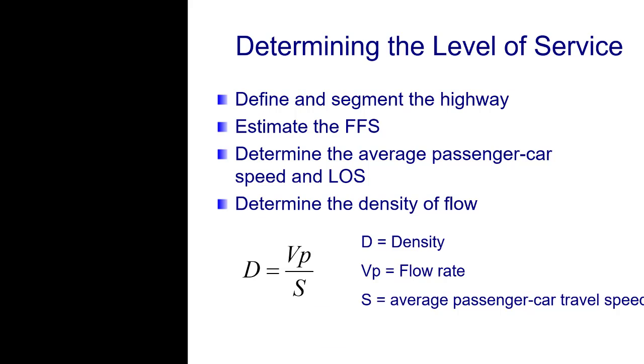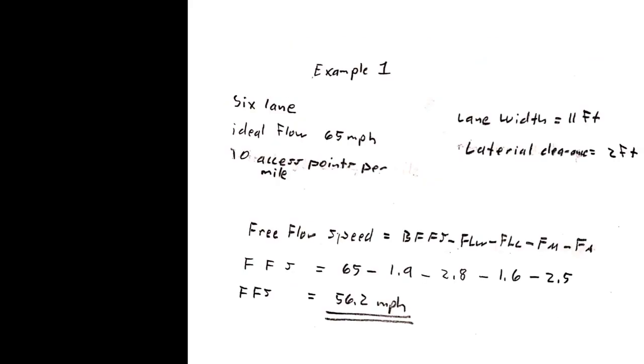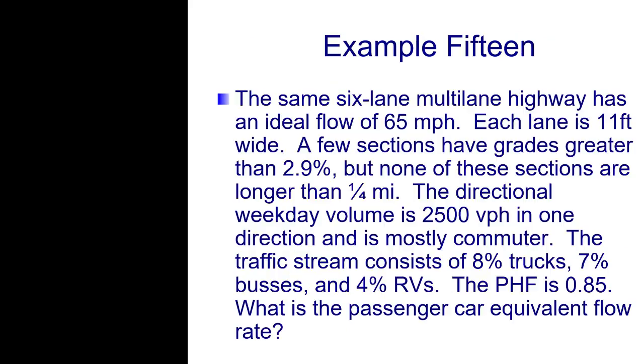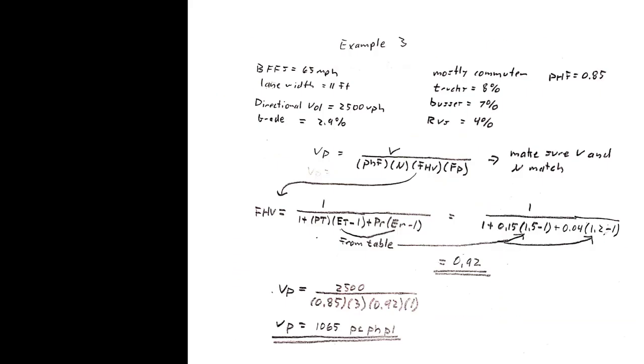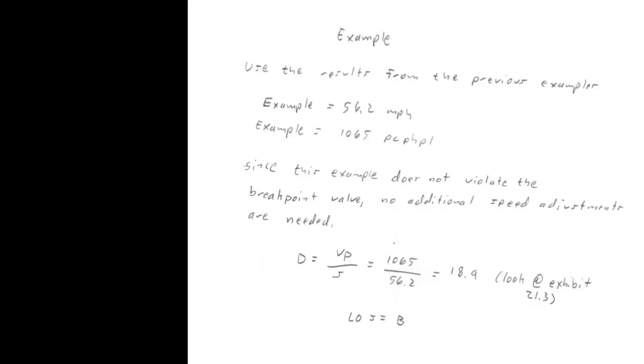So what we did here is you had your speed that we calculated first. Then we calculated your flow, and you can calculate your density. And you can see it here. Your density equals 18.9. Again, you want to make sure, as this one says here, this example does not violate the breakpoint value because it's less than 1400. If it was greater than 1400, you'd have to use the other equations, but in this case, it's not.